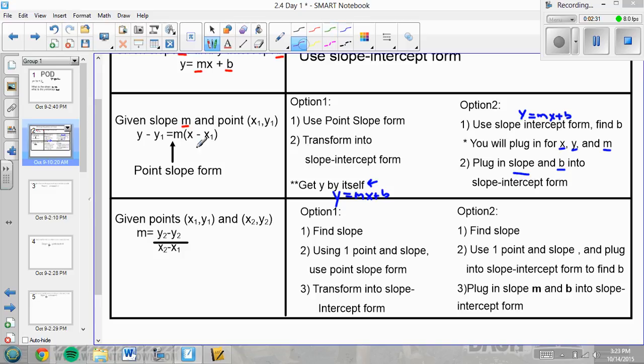You can also be given 2 points. Remember with 2 points, you always find slope. That's always going to be your first step, find slope. Once you find slope, you're going to use 1 point and slope, and follow the steps like we did above. If it helps, I would cross out a point so you're only focusing on one. So you can either use point slope form and transform it, or you can find the slope, use your 1 point, so your x and y, plug it into slope-intercept form to find b, and then plug that back into y equals mx plus b.